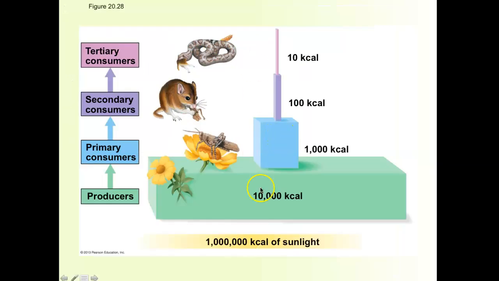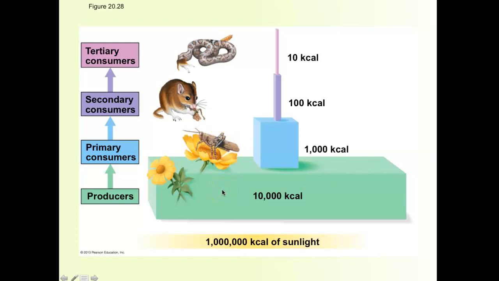So the 10% rule, here's our producers. So our plants available, the amount of energy that's available in this plant is going to be 10,000 kilocalories. Remember, kilocalorie is the same as capital C Calorie. So this is 10,000 big C Calories in this area where all the plants are. So if you ate all the plants, you get 10,000 Calories.